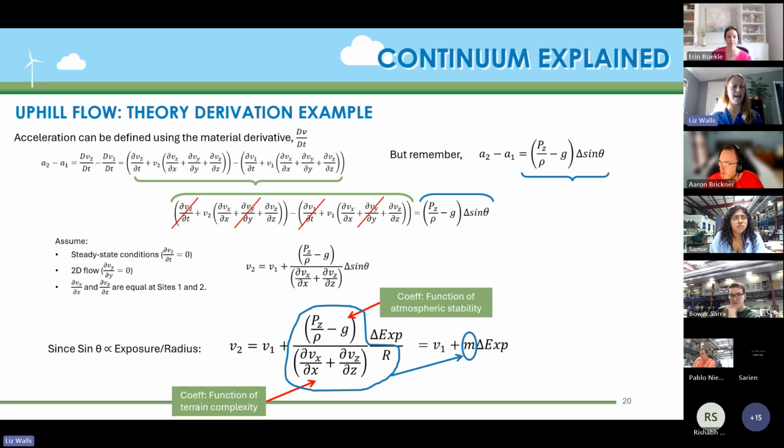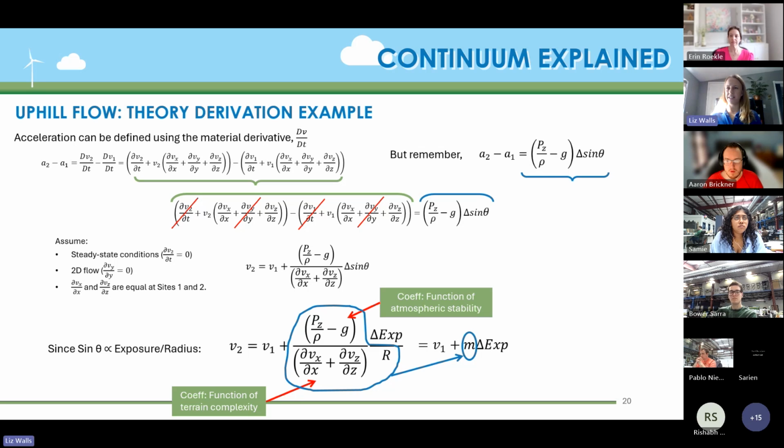And really, yeah, we could use sine theta, but what we found, and what Jack has found with his experience as well, is that just looking at the slope of the terrain doesn't do a very good job at capturing the variability. Exposure is a better measure of the terrain slope instead of just a simple slope calculation. So we swap out sine theta for exposure over radius, and then the terms can be summed together or condensed into this one linear coefficient.